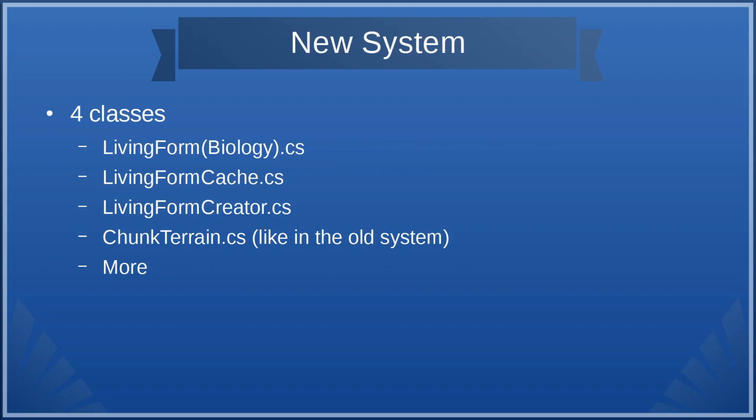Now there are again 4 important classes: living form and living form biology. In the source code of the game I split them, but if I remove everything which is not important for this presentation, I can summarize them. Then there are living form cache and the living form creator. Chunk Terrain has the same task as before. A few more things are in other classes.